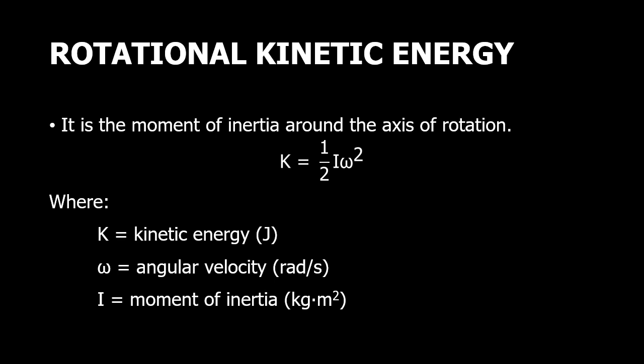Next, let's move on to the rotational kinetic energy. Kinetic energy is the energy in motion. So it is defined by the moment of inertia around the axis of rotation, the moment of inertia in the direction of the rotation. So we have our formula: K is equal to 1/2 I omega squared, where K is, of course, the kinetic energy, or sometimes in other books they use KE for kinetic energy. The omega is the angular velocity, which has a unit of rad per second. I is the moment of inertia, which has a unit of kilogram meter squared.